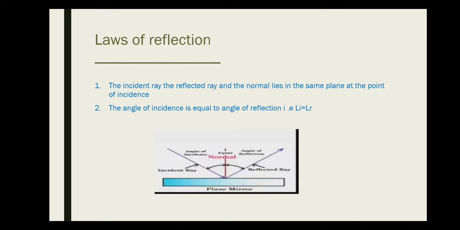Next, laws of reflection. The incident ray, reflected ray and the normal lie on the same plane, at the point of incidence. Angle of incidence must be equal to angle of reflection. For example, angle I is equal to 30 degrees. What about angle R? That is also 30 degrees. Always angle of incidence must be equal to angle of reflection. This activity was done in 7th class, and also in the 8th class lab activity.